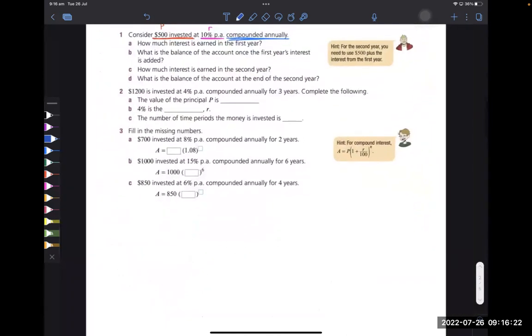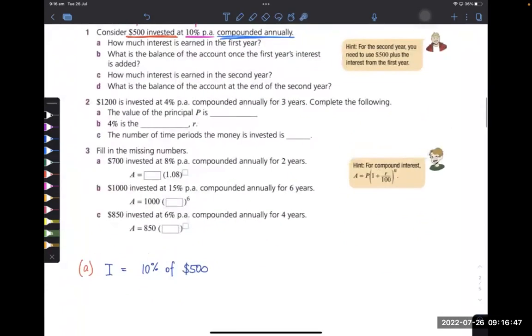So I'm just going to write down in this section here, part A. I'm going to write the interest. How do we write interest without writing the whole word? I, lowercase or capital? Capital I equals to, we're going to find 10% of $500. Now, this is how much interest is earned in the first year. Okay, so that's all we're going to do. We're only going to find the first year, the amount on the first year.